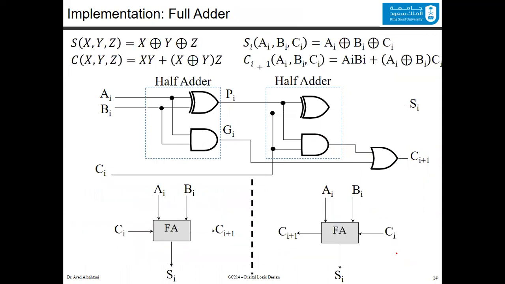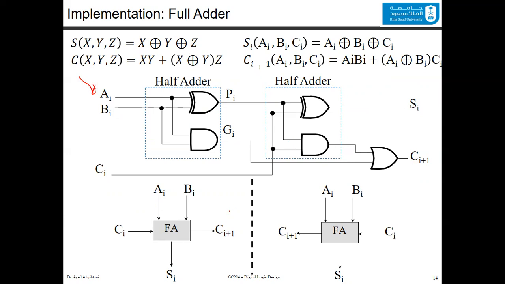So now, the same implementation, you notice that we have 2 half adders with an OR gate to generate the full adder. These are the functions of the full adder if you use X, Y, and Z, and this is if you use A, B, and C, but now we added the correct indexes I, meaning that this is in a certain stage I.